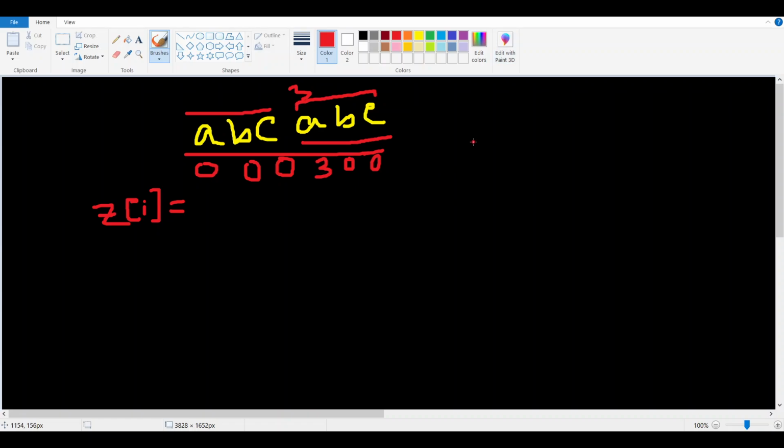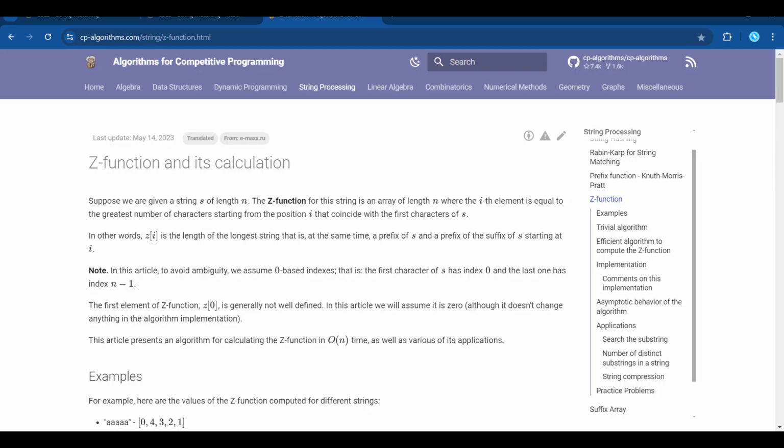So we can say that s of 0 to z i will match with s of i to i plus z i. This thing is important: s of 0 to z i is equal to s of i to i plus z i. Now let's jump into the problem, and we will also discuss how z i will be calculated. But first, let's understand what the problem is and how we can use z i to solve it.